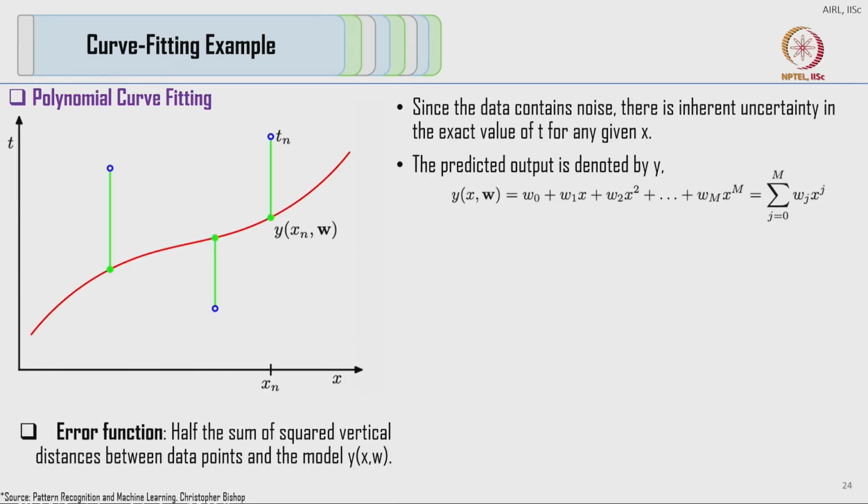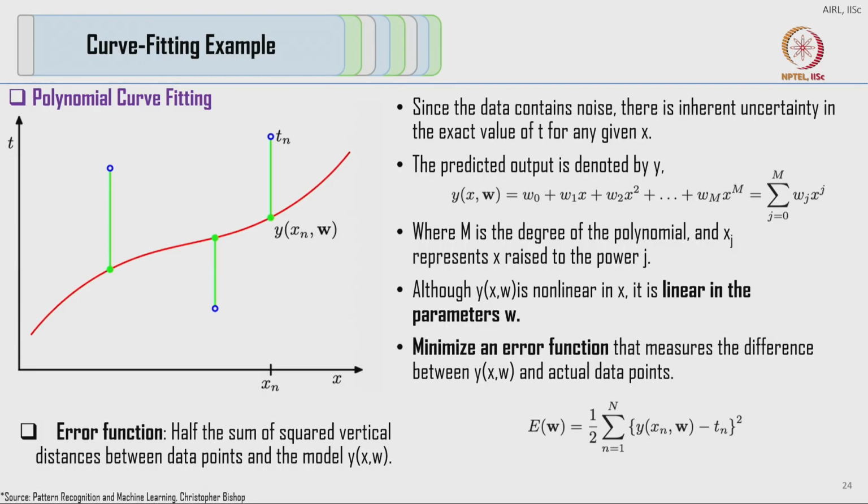Okay, so now let's also understand what we mean when we say an error. Let the predicted output be denoted by y. So y(x, w) is w0 plus w1 x plus w2 x squared and so on. Essentially the model that we are using here can be written as the summation, j equals 0 to m, of wj x^j. Here m is the degree of the polynomial, and x is raised to increasing powers: x, x squared, x cubed, till x to the power m. Now although y is not linear in x, because we go from x, x squared till x^m, it is linear in the parameters w, because we have w0, w1, w2 and so on. Hence it is linear in the parameters w.